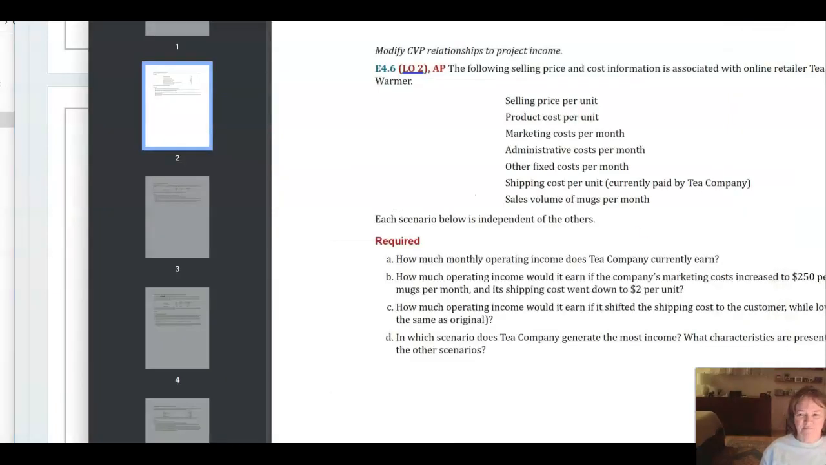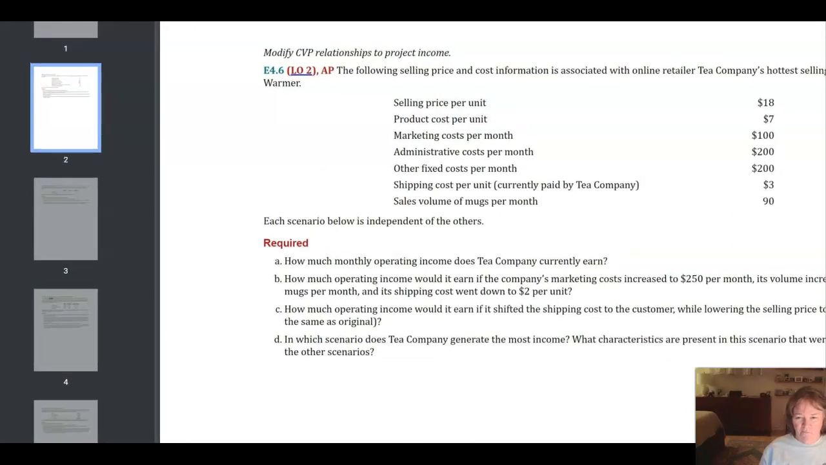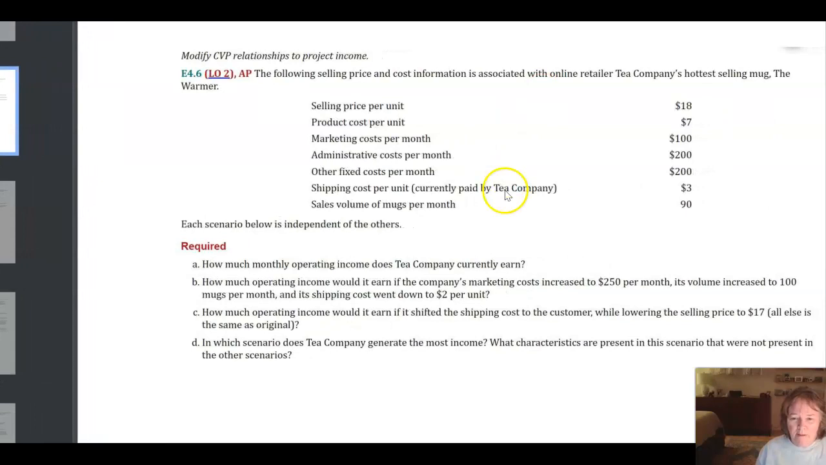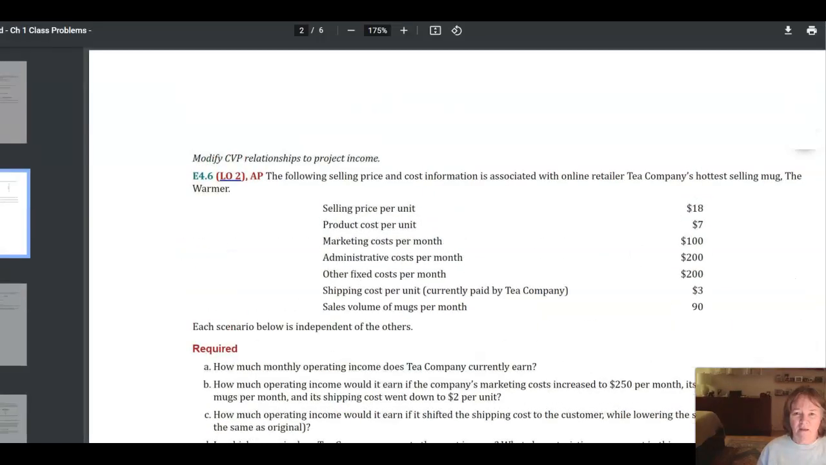All right. The next one: how much income would it earn the company if marketing costs increased to $250 per month and volume increased to 100 mugs per month? And shipping costs went down to $2 per unit. So we're increasing marketing, increasing volume, and reducing shipping costs.